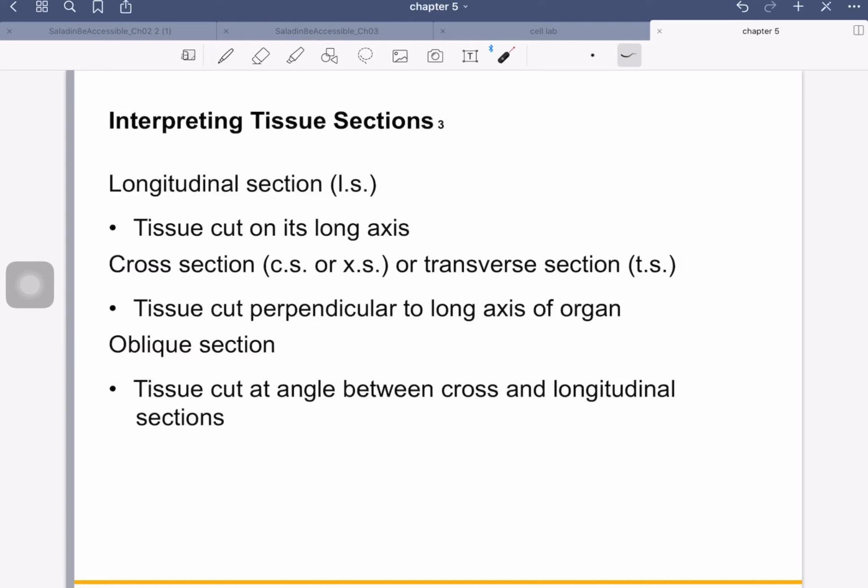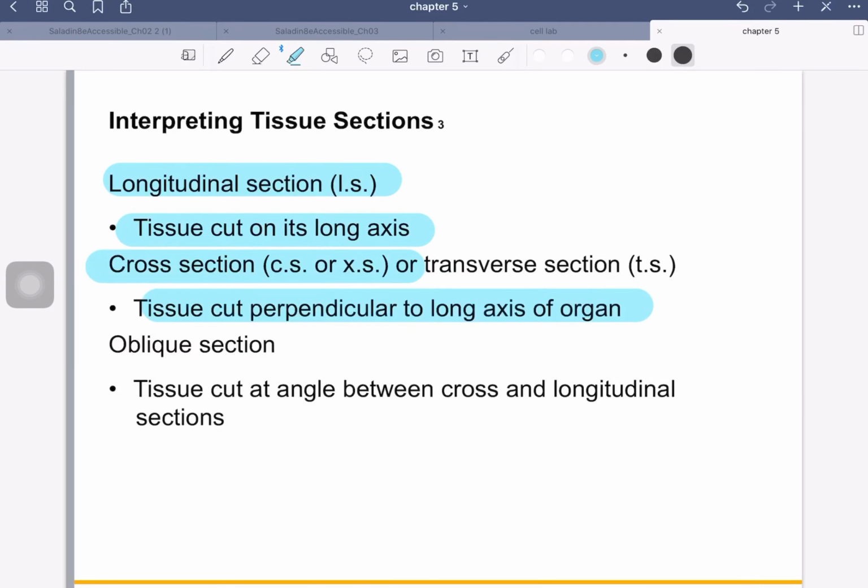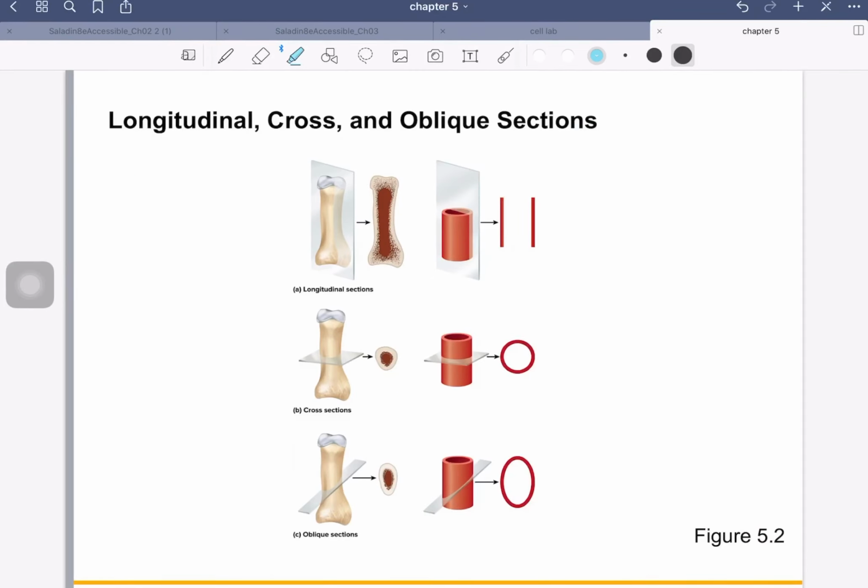So remember the basic terms: a longitudinal section is cut along its long axis; a cross section is perpendicular to its long axis; and an oblique is sort of an angle between a cross section and the longitudinal section. Often your slides, when you look at them in histology, will give you an indication as to what type of section has been made. And you can see some examples here of longitudinal, cross, and oblique sections.